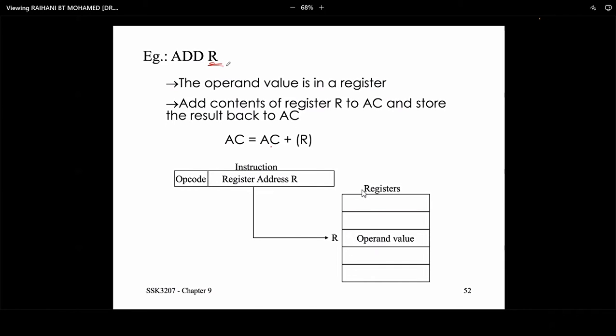AC plus R. So here actually how it works in the memory and the instruction. So register address R here, actually it looks into the registers. Where are the registers? Do you know where is the location for registers? In the processor, in the CPU.